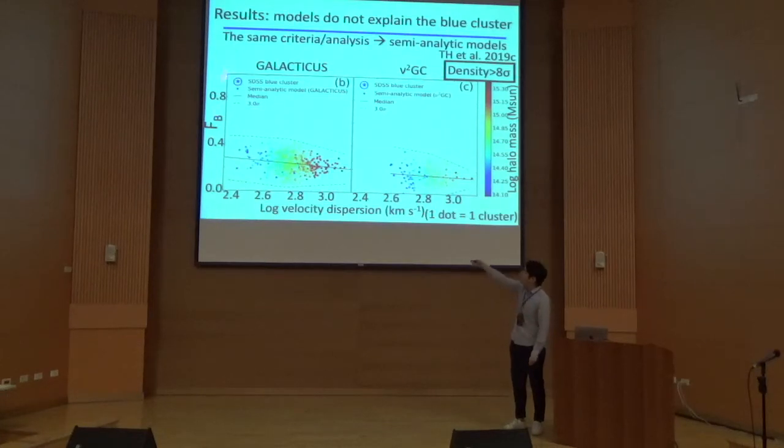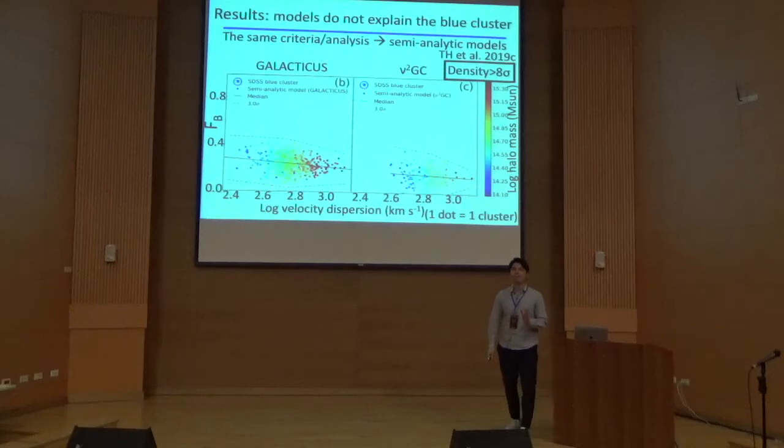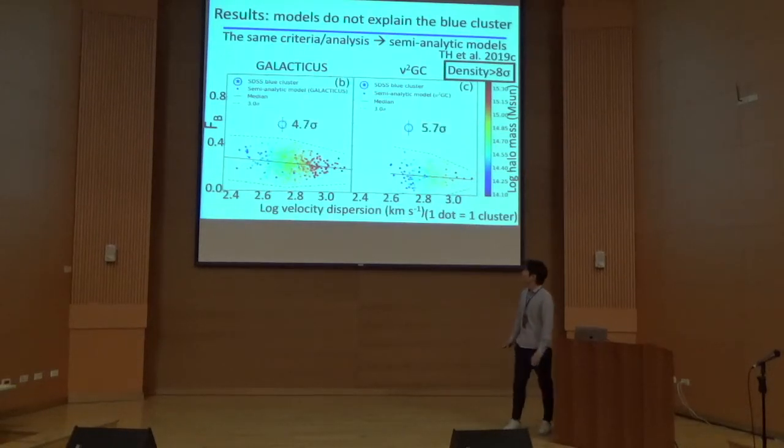Then this is again the blue fraction as a function of velocity dispersion, but one dot is one galaxy cluster in the modeled universe. As you can see, basically the model doesn't predict a very high blue fraction, blue outlier in this diagram. If I compare with the blue galaxy cluster that we found, it's located here. That is still more than 4 sigma away from the median line of massive galaxy clusters. So this indicates that the standard framework of semi-analytic models of galaxy formation cannot explain this unexpectedly high blue fraction of the blue cluster.